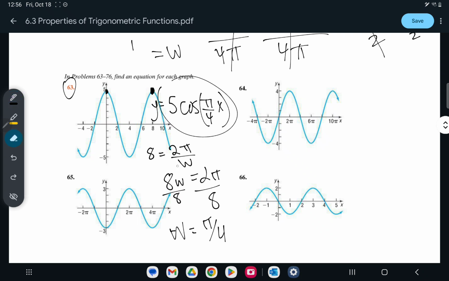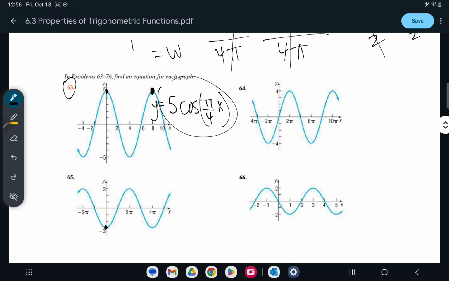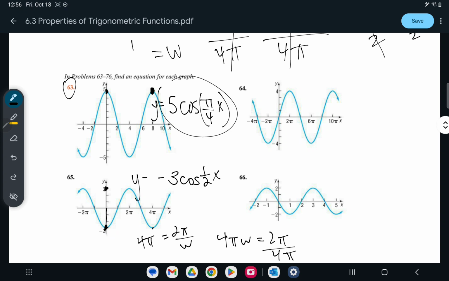All right, let's stick with the cosine and go straight down. Our amplitude is 3. And our period is 4 pi. So let's see, we get 4 pi omega is 2 pi. Divide both sides by 4 pi, and I get 1/2. And the only difference is we are down here versus up here. So that's a reflection across the x-axis. So negative. And there's a potential equation.